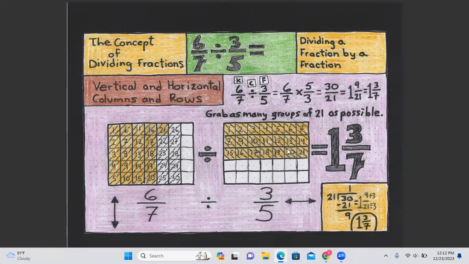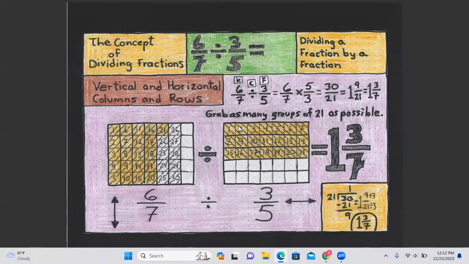And so let's go to our 3/5 model. Let's go to our rows model, and we're going to plug in 21. 1, 2, 3, 4, 5, 6, 7, and so forth until we get 21. Now we have a group of 21 right here. And remember, this 21 is our denominator in which we must obey.